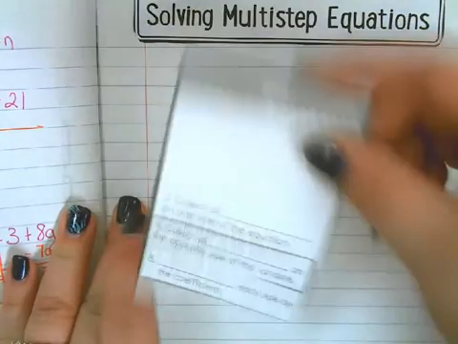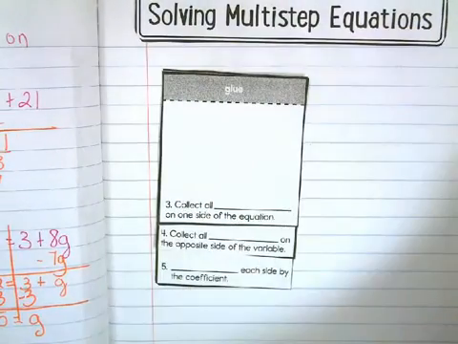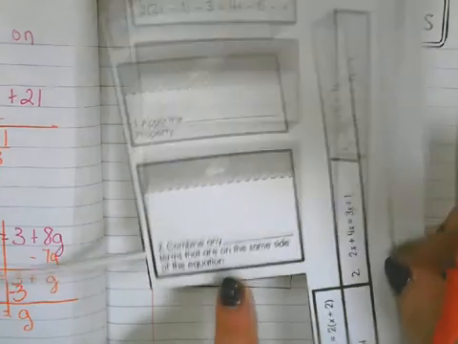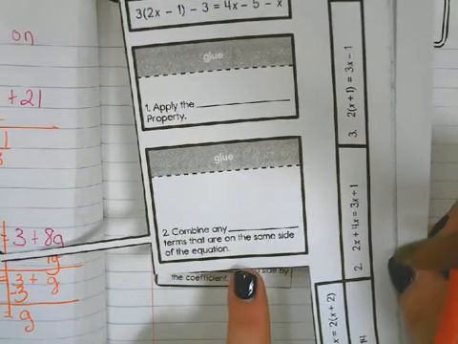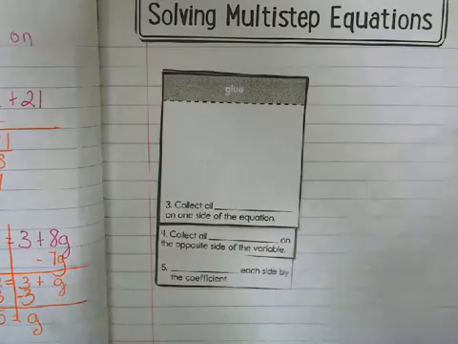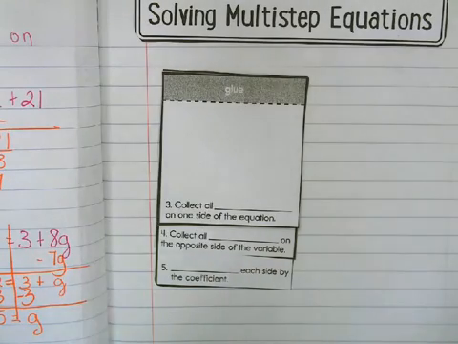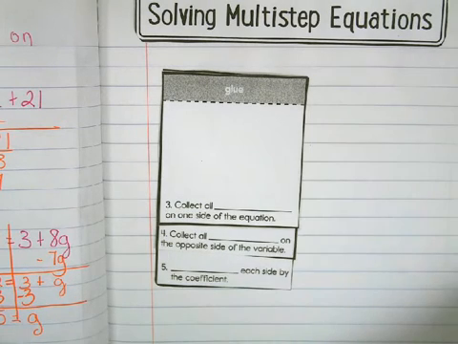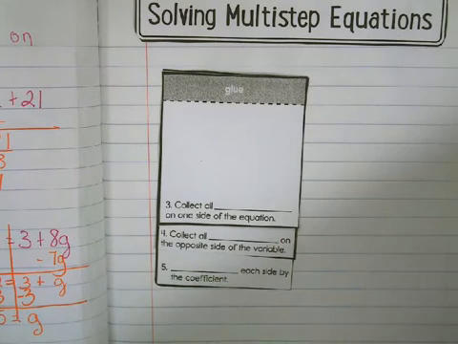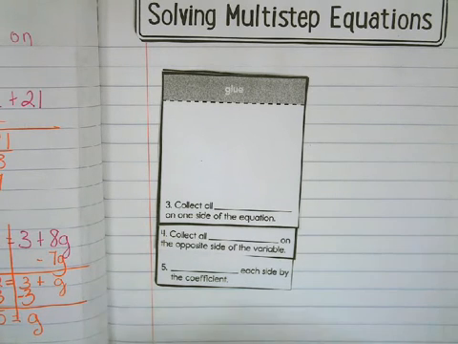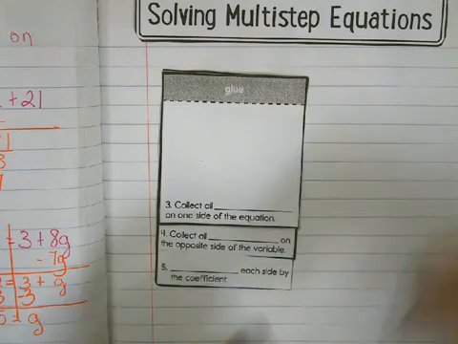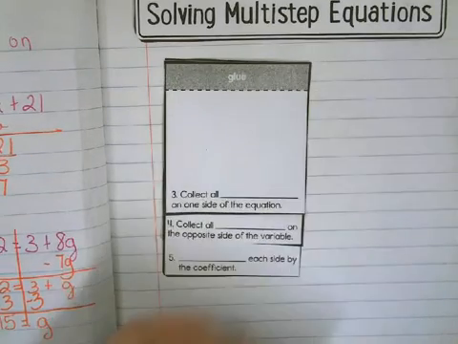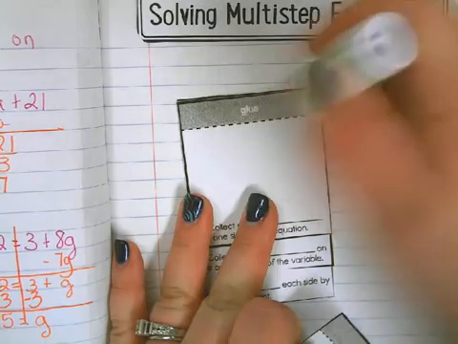Now you're cutting out number 2. Combine any blank terms that are on the same side of the equation. Okay, so you should have 3, 4, 5 glued, and then 2. So now you're gluing at the top of 3 and placing 2 on top of that.